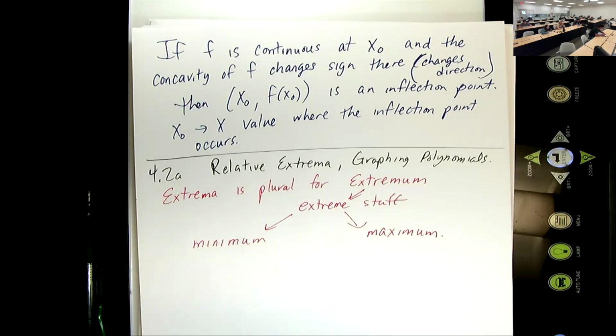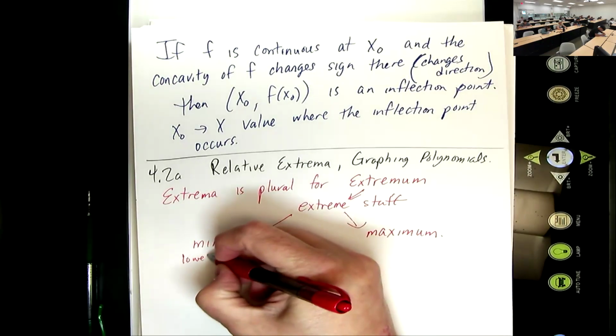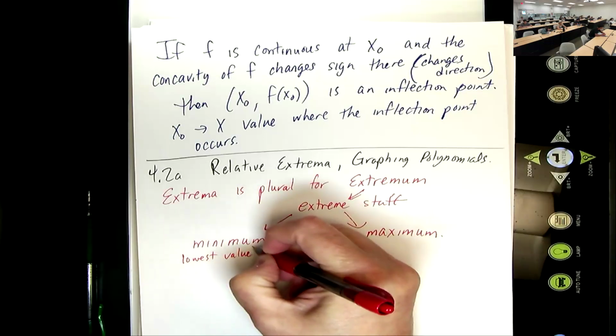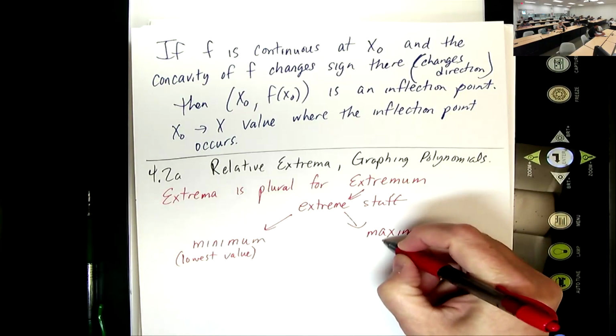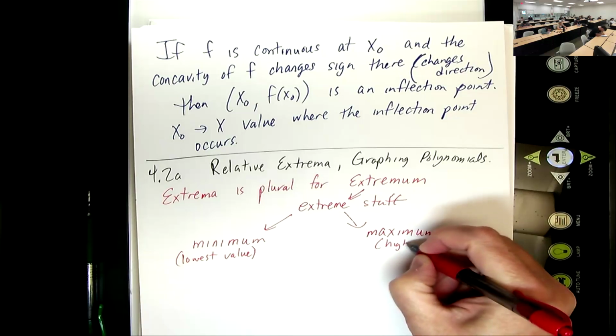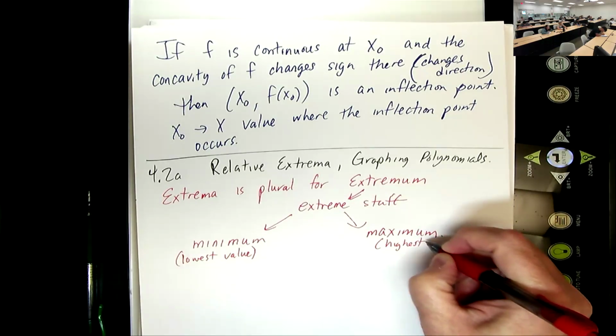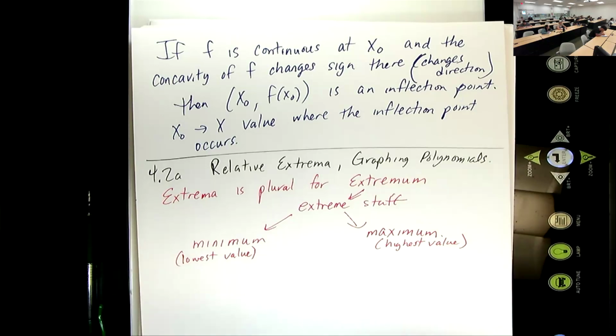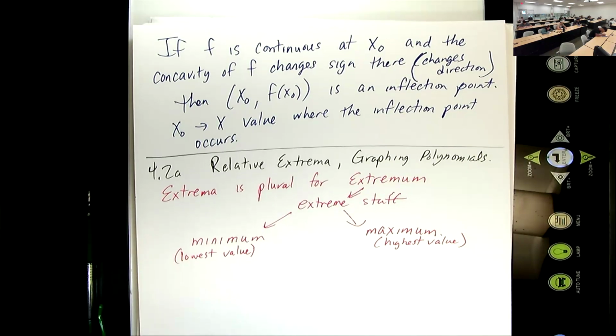Does everyone know what the words minimum and maximum mean? I cannot assume that, because if you don't know, this is the whole meaning of this discussion. If you know what a minimum is, it's the lowest value, and the maximum is the largest or highest value. Not just referring to a graph. We'll do it on a graph in a second, but I'm just saying what the words mean in general.